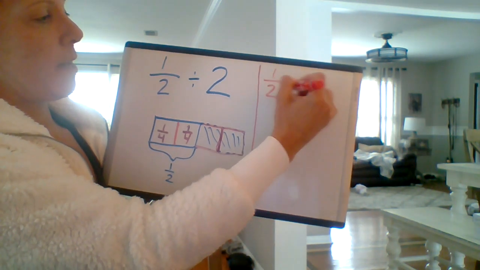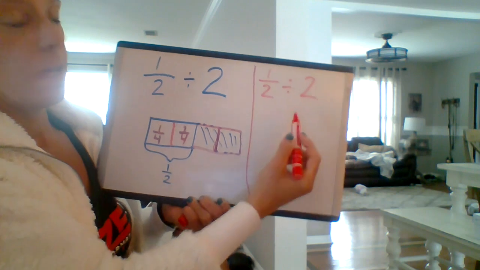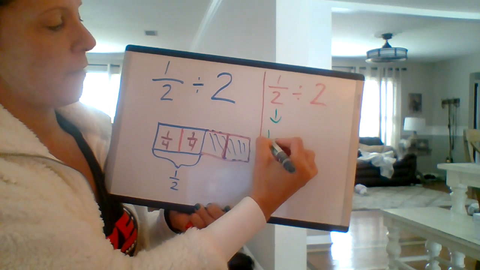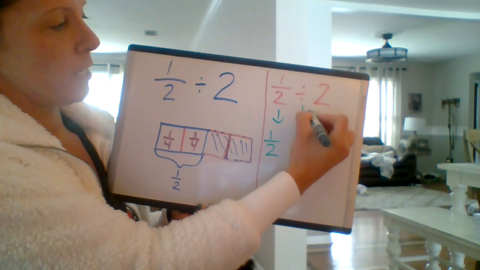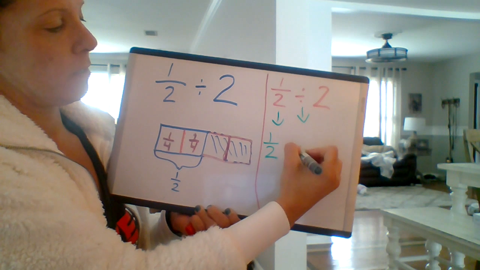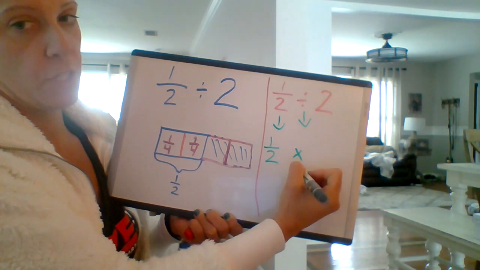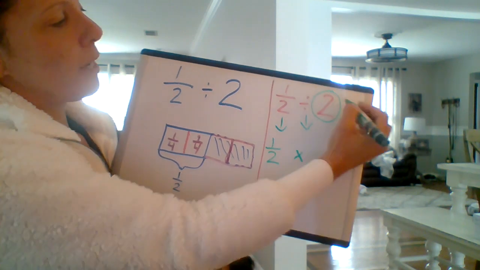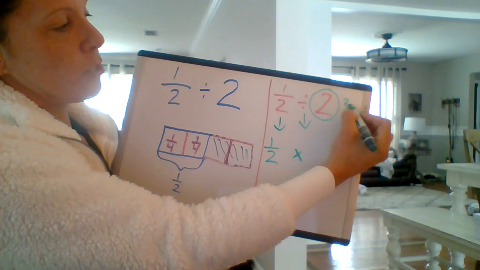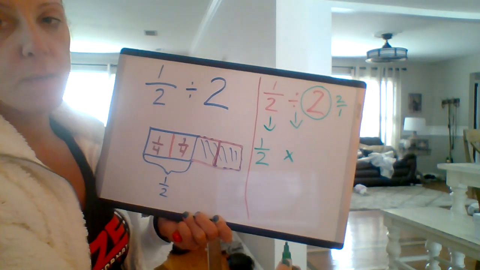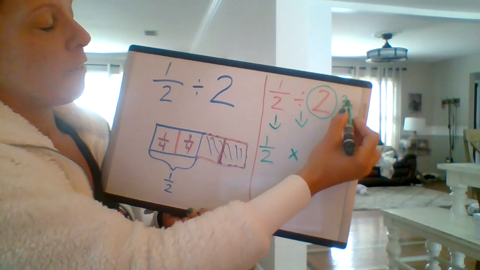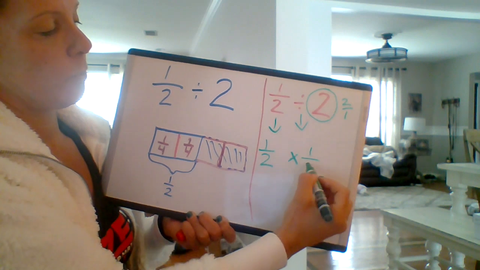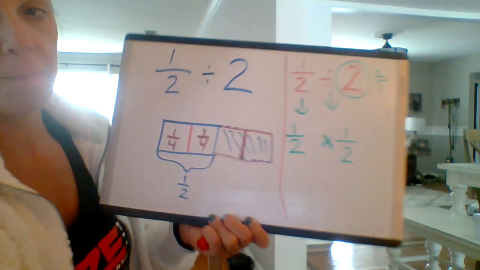I have 1/2 divided by 2. I'm going to keep the first, which is 1/2. I'm going to change the sign to multiplication, which is the opposite of division, and I'm going to flip. So a whole number as a fraction is the same as 2/1, right? Anything over 1 is that number. If I flip it now, the 1 will be on top and the 2 will be as my denominator on the bottom.